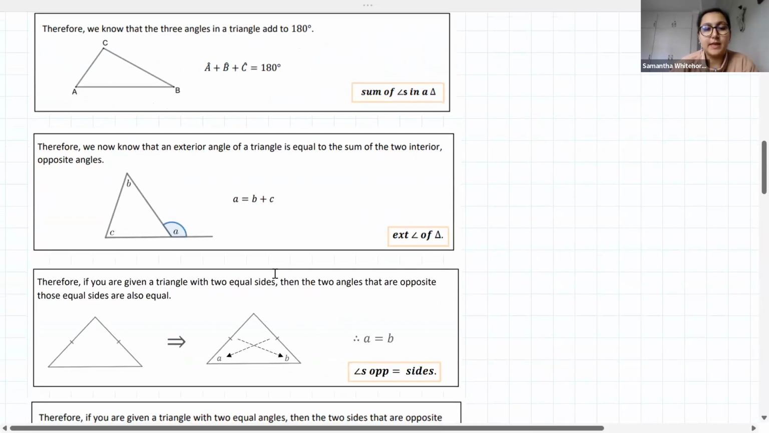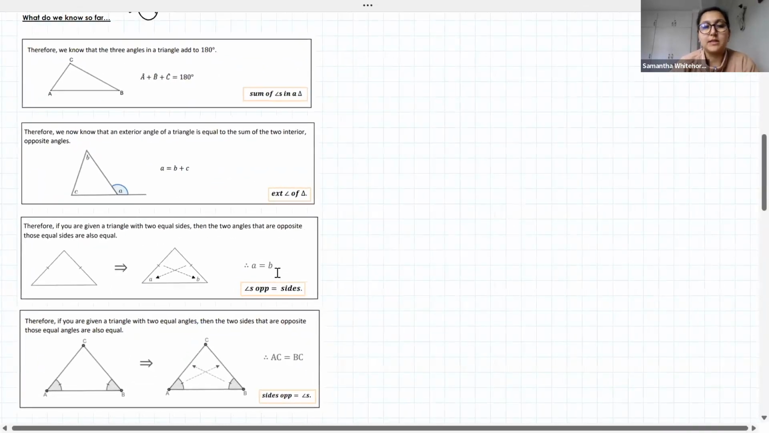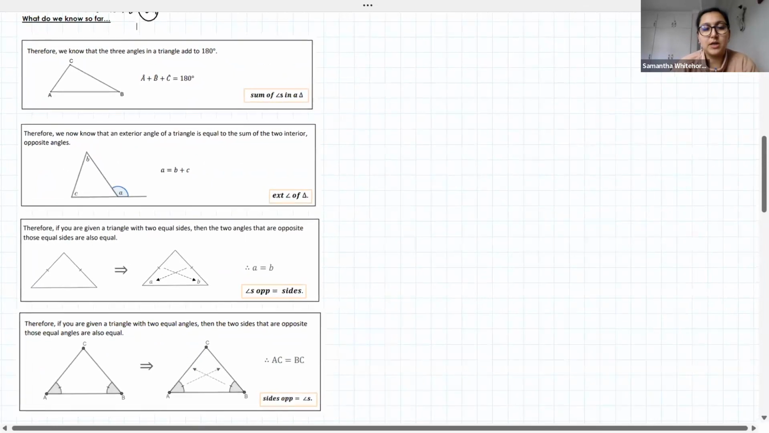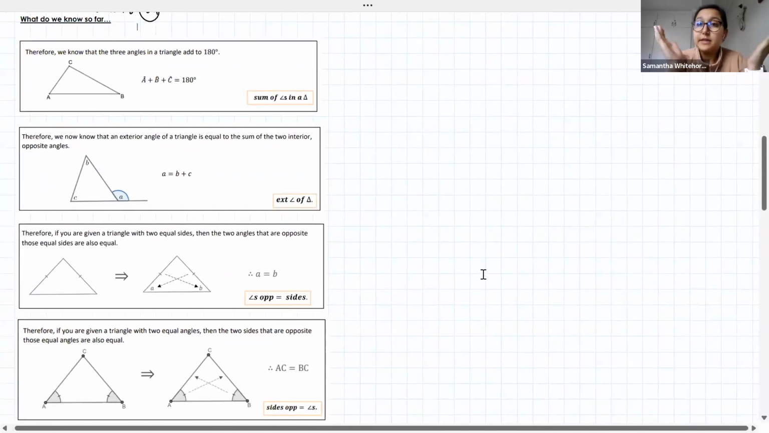I'm going to just run through quickly the 4 triangle reasons that we've learned. I know it's a touch small, but I just want to get all of them on the screen because this is, again, what I've said to you guys is so important.